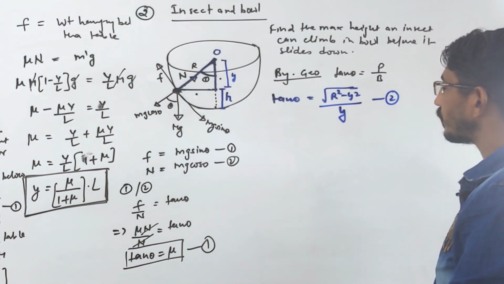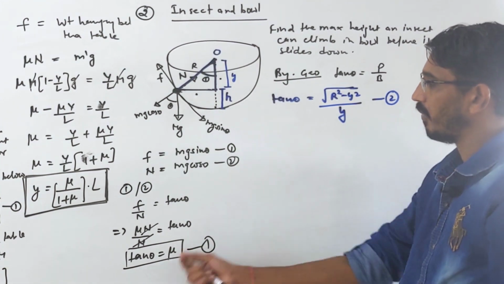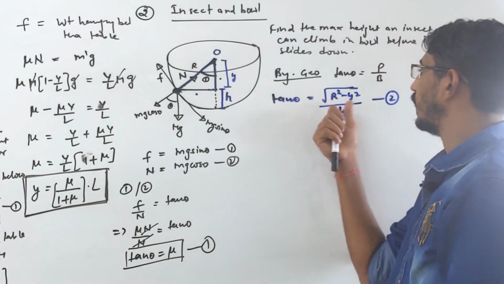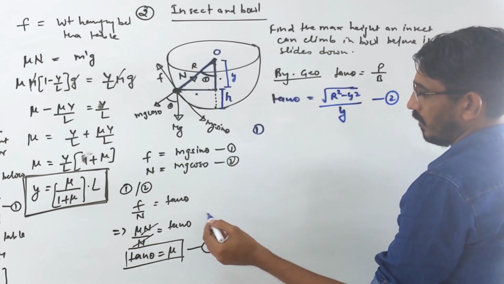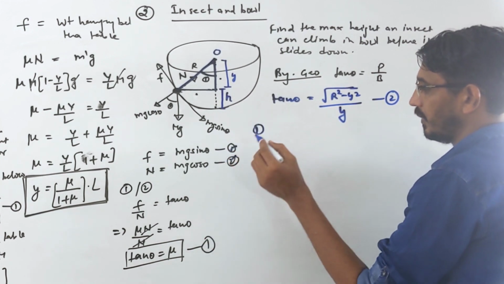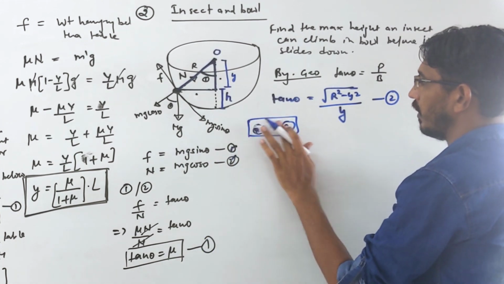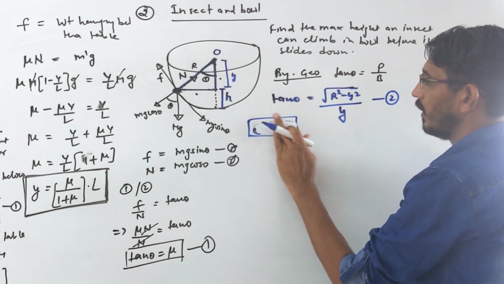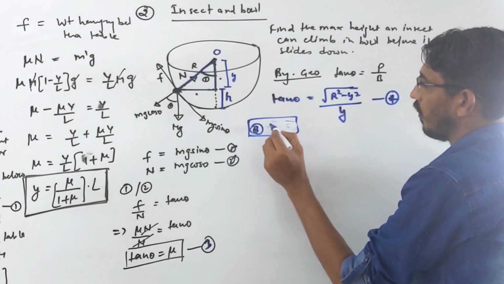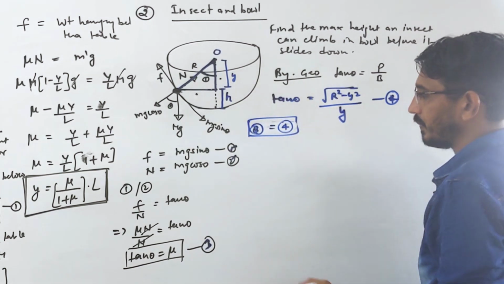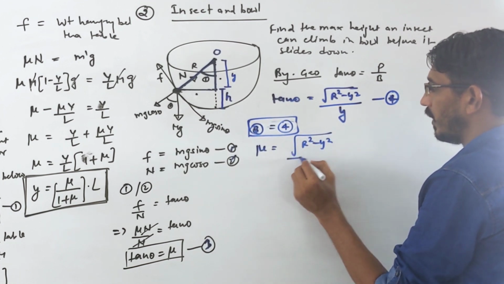Now let's equate these two equations, because both give tan theta. One expression we found using the force equations, and one we found using geometry. I should give different names in case you are confused, because I already wrote 1 and 2 there. So this I call 3, and this I call 4. Then 3 is equal to 4. What will you get? Mu is equal to the root of r square minus y square, divided by y.